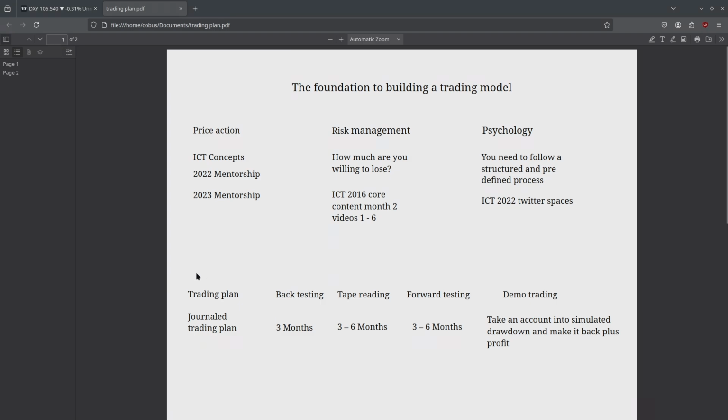And what you do with that written down trading plan, you backtest. Go into the charts, backtest for 3 months. Bare minimum 3 months. Go in, backtest, and gather data, and do that for 3 months. If you did it for 3 months and you still feel like you want to practice more, then continue doing so. But do it for a minimum of 3 months.